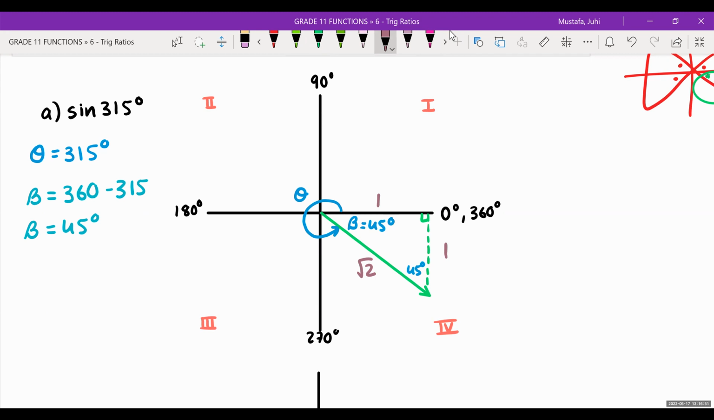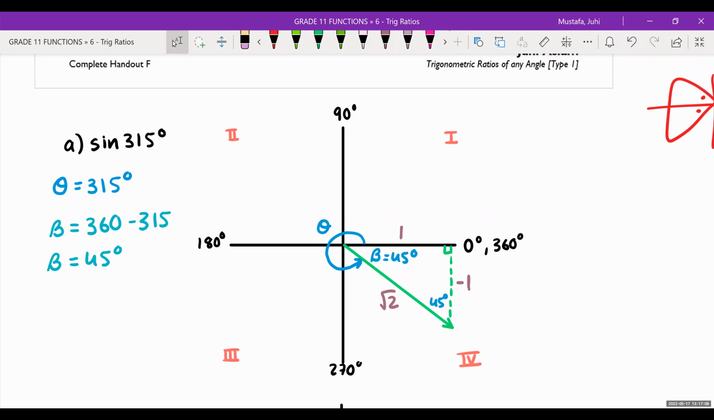But also, we need to figure out our positives and negatives. This 1 over here, is it going to be a positive 1 or a negative 1? Positive 1. How about this 1 over here? Negative because it's going down. And then root 2 always has to be positive. That one right there. Yeah.